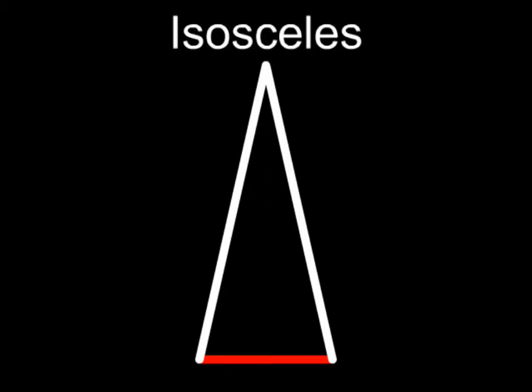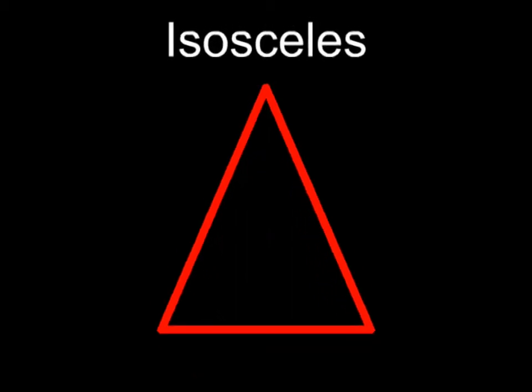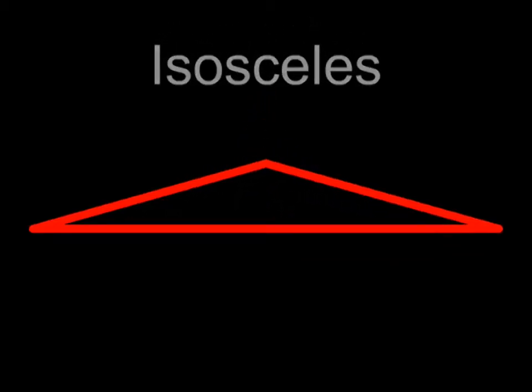If two sides are the same length, the triangle is called isosceles. The two corresponding angles will always have the same measure, but that measure may vary as overall proportions vary.